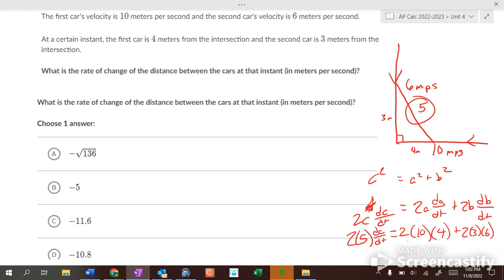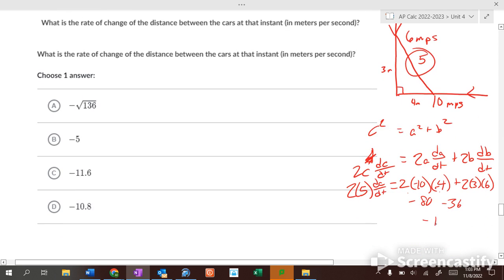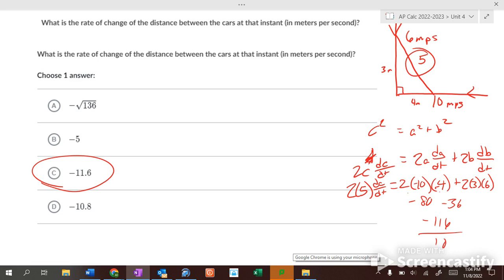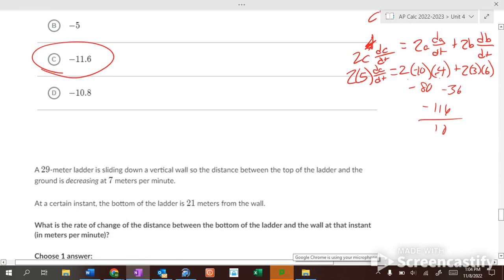Because if they're going towards each other, maybe they're both negative. Let's try both negative. So this is like negative 80 and negative 36. So it's negative 116 divided by 10, which is negative 11.6. That's what I would say it probably is. Some amount of confidence. Yeah, lots of confidence there.